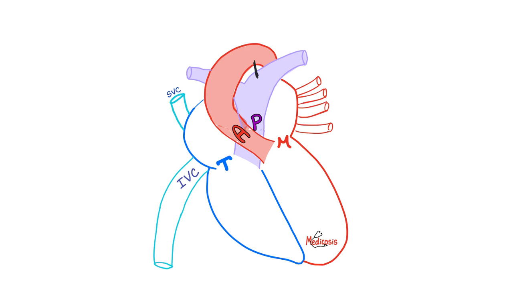Here's a question for the pros. There is a tiny ligament here between the pulmonary artery and the aorta. Do you know the name of that ligament? Let me know in the comments.